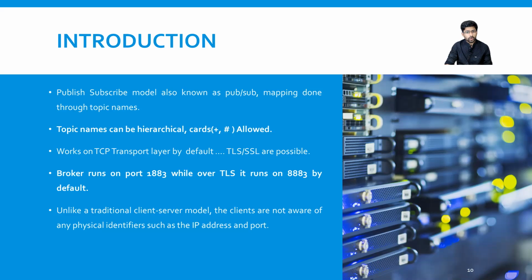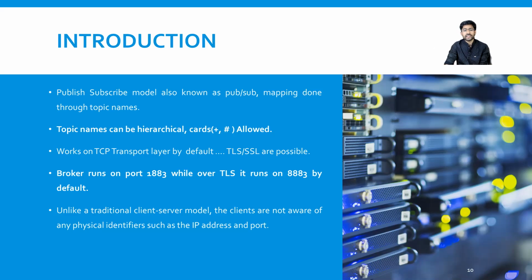By default, it works on the TCP transport layer, and TLS and SSL for security are possible. That means Secure Socket Layer and Transport Layer Security. SSL is deprecated due to some security reasons, so majorly now the secure communication is implemented over TLS. By default, your broker, which connects both the clients, publisher and subscriber, runs at port number 1883, and in secure mode, it runs at port number 8883.